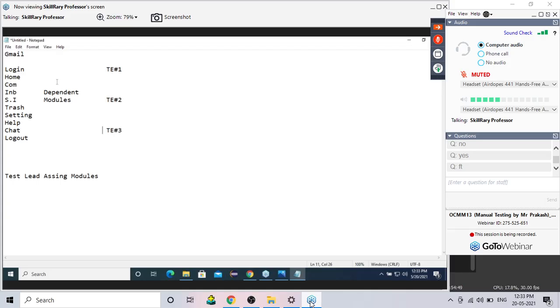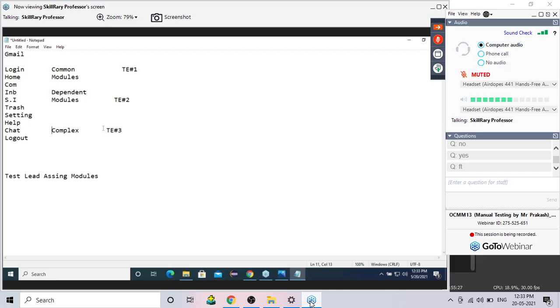Next. Let me create some space here. Next, there is something called as complex module. Okay. Next, there is something called as common modules, guys. Okay, common modules.